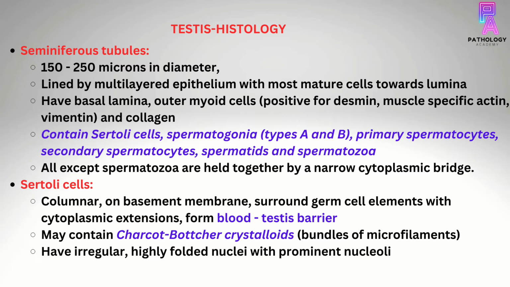Histology of testis. Testis is composed of seminiferous tubules. These seminiferous tubules are 150 to 250 microns in diameter and are lined by multilayered epithelium with most mature cells towards the lumina. These seminiferous tubules contain Sertoli cells, spermatogonia type A and type B, primary spermatocytes, secondary spermatocytes, spermatids, and spermatozoa. The Sertoli cells are columnar on basement membrane and they surround germ cell elements with cytoplasmic elements and form blood testis barrier.